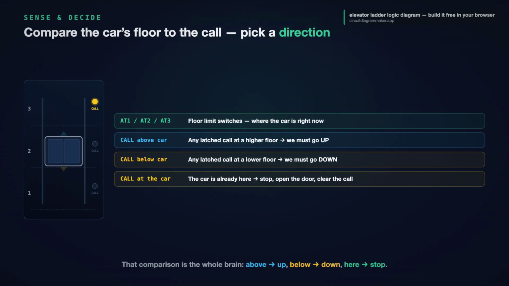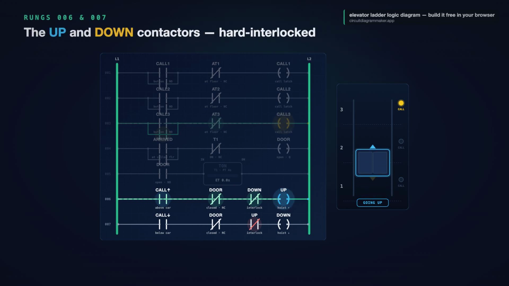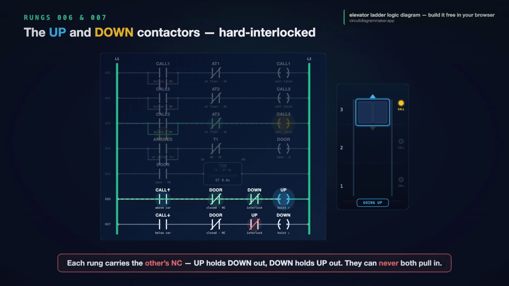So here are the 2 motor rungs. Rung 6 is up. In series, a contact that is true when there is a call above the car, then a normally closed door contact. No moving with the doors open, then a normally closed down contact, feeding the up coil. Rung 7 is down, and it mirrors it exactly. A call below the car, the same normally closed door contact, then a normally closed up contact, feeding the down coil. Look at those 2 interlock contacts.